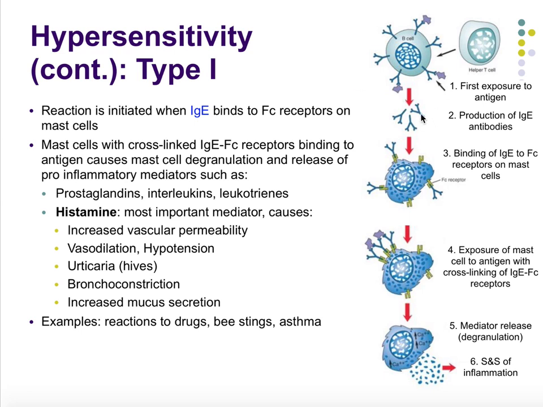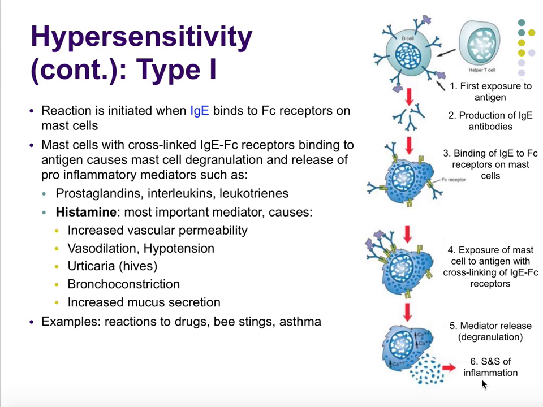Then these IgEs will bind to the Fc receptors on your mast cells. Now, when you get exposed to the allergen again, the allergen will bind to these antibodies that are now attached to your mast cells. When they do, it causes your mast cells to degranulate. Essentially, that means it causes them to fall apart and release some chemicals. These chemicals are pro-inflammatory mediators, so they cause signs and symptoms of inflammation.